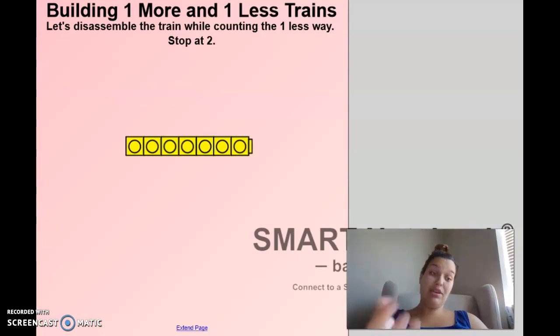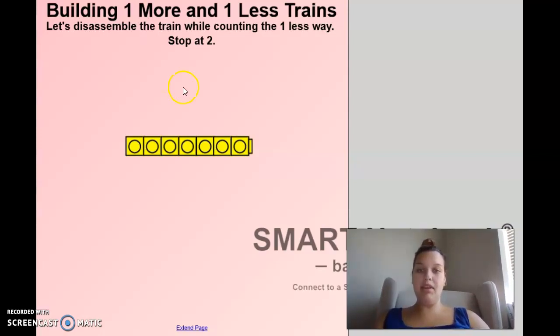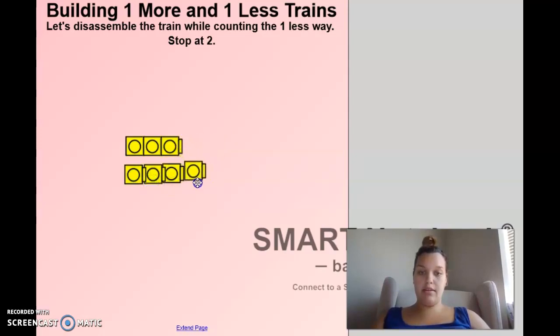Now, just like we did with the 5 train, we're going to disassemble by taking 1 away, and we're going to stop at the number 2. So what number are we going to stop at? 2. So 7, 6, 5, 4, 3, 2. Nice job.